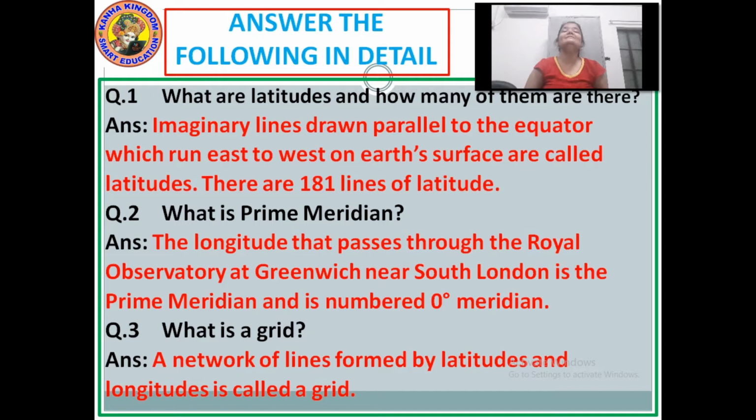So the answer to this is there are 181 lines of latitude. Okay, I repeat the answer again. Imaginary lines drawn parallel to the equator which run east to west on Earth's surface are called latitudes. There are 181 lines of latitude. This is the first answer.